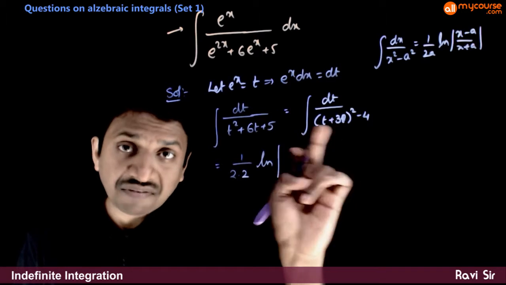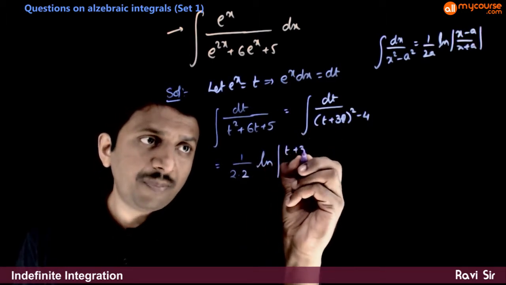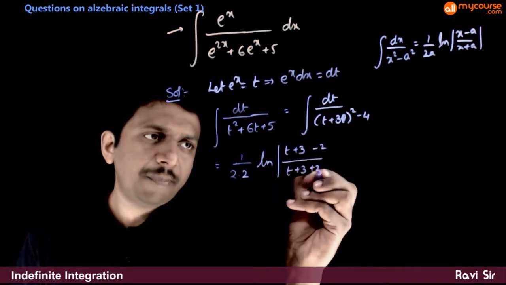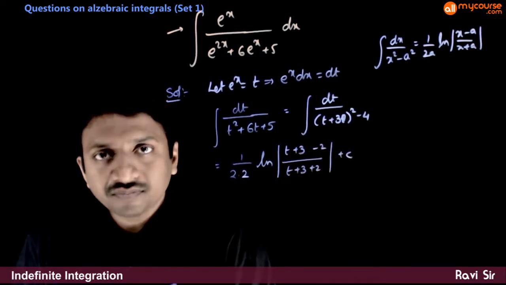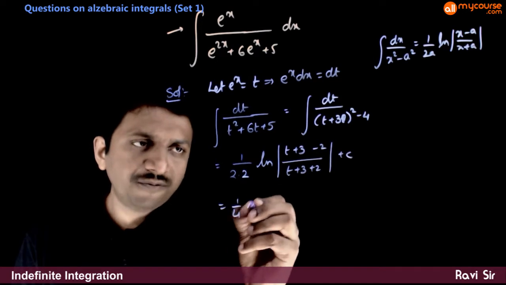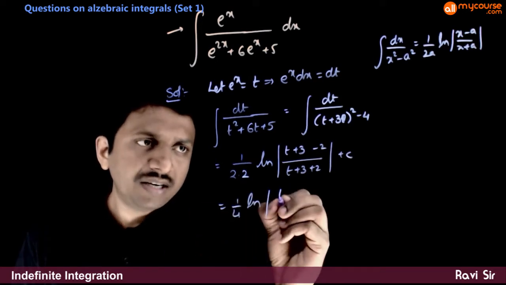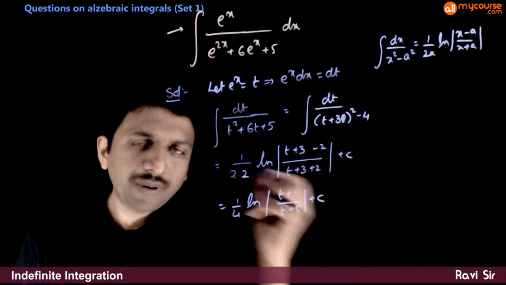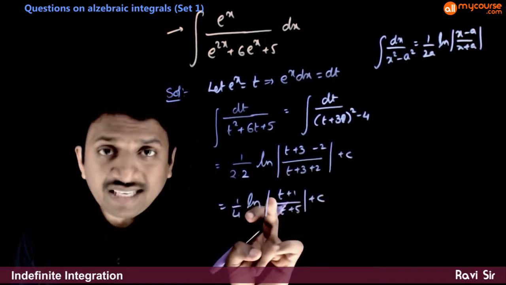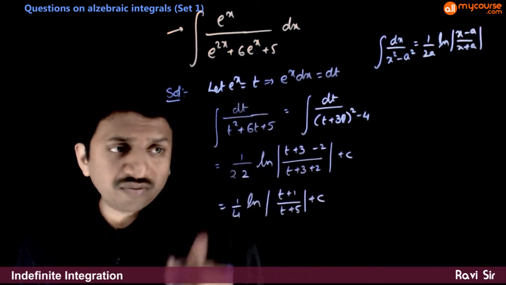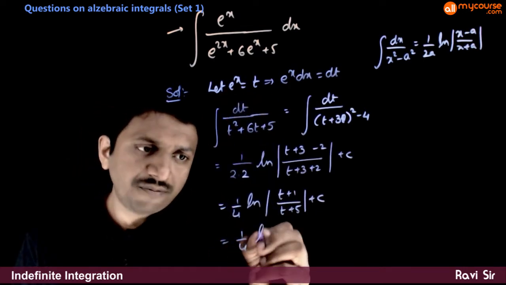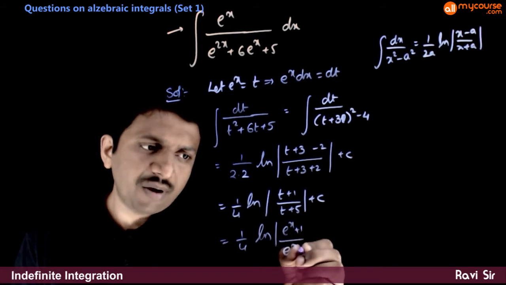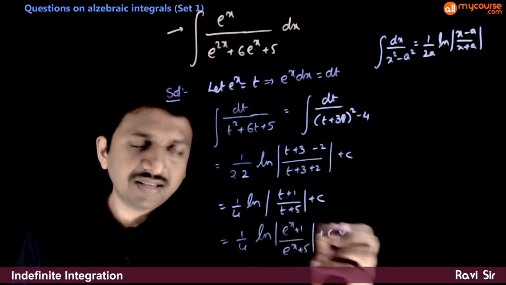So 1 by 2 into 2 log mod x minus a, in the place of x you have t plus 3. So t plus 3 minus 2 by t plus 3 plus 2 plus c. That is equal to 1 by 4 log of t plus 1 by t plus 5 plus c. And t is nothing but e power x, so we do the back substitution. So 1 by 4 log of e power x plus 1 by e power x plus 5 plus c is the answer.